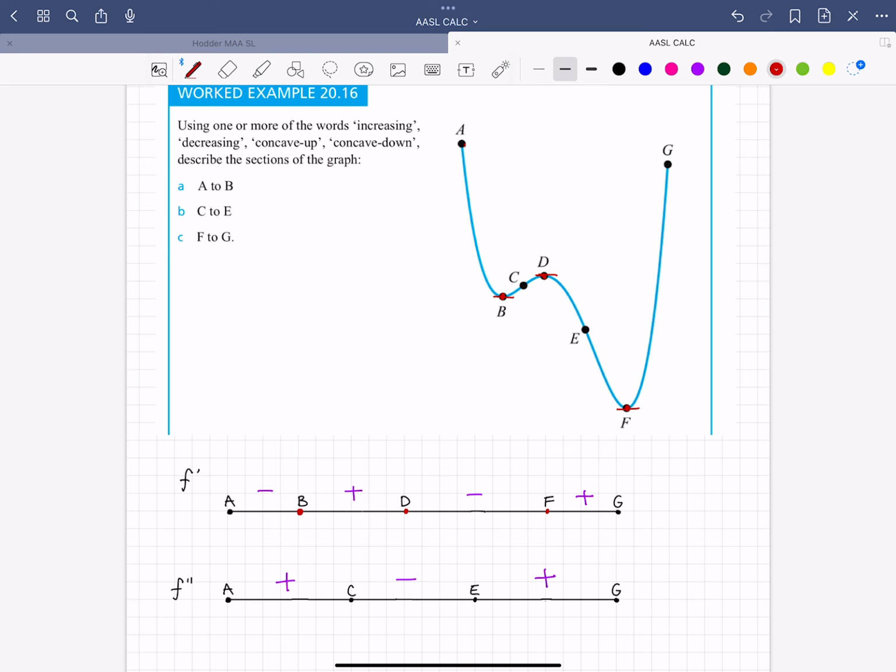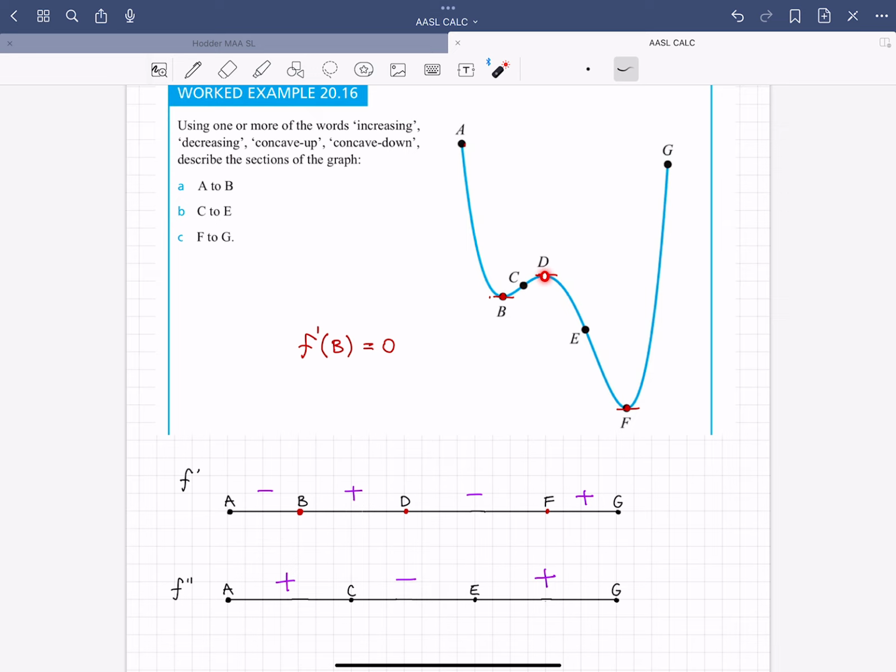There are two different ways. One is using the first derivative. So if I look at point B here, I know f prime of point B is 0. Then f prime leading up to it is negative, which means the graph is going down. f prime after that is positive, which means the graph is going up. So I know that there is a local minimum at x equals B.